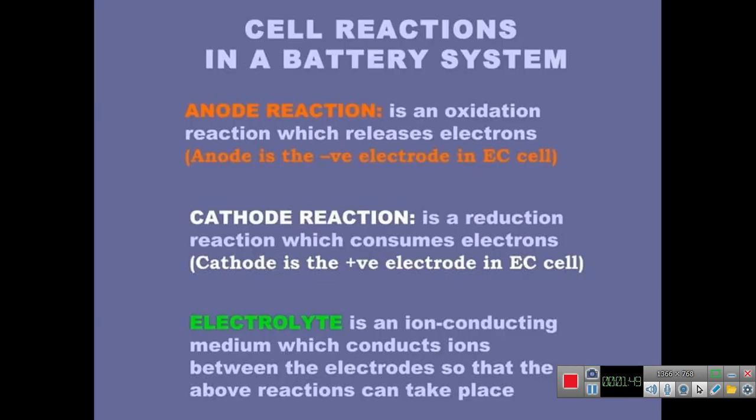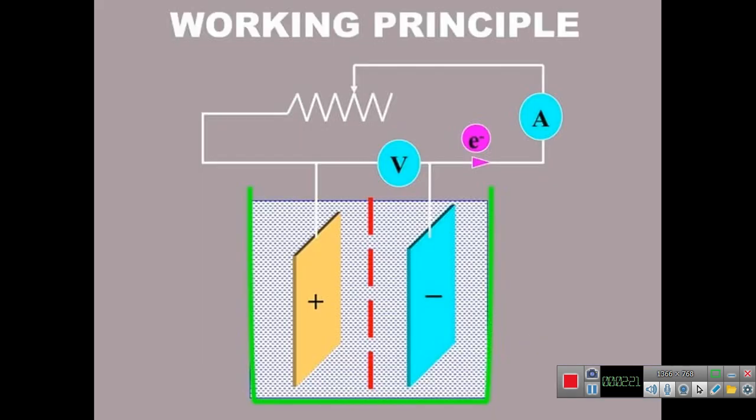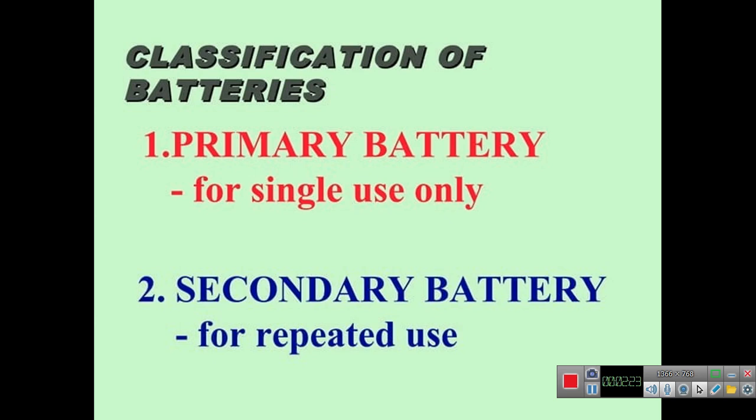So cell reactions: anode reaction is an oxidation reaction which releases electrons. So anode is a negative electrode in the electrochemical cell. Cathode reaction is a reduction reaction which consumes electrons. So cathode is the positive electrode in the electrochemical cell. So electrolyte is an ion conducting medium which conducts ions between the electrodes so that the above reactions can take place. So this is the working principle.